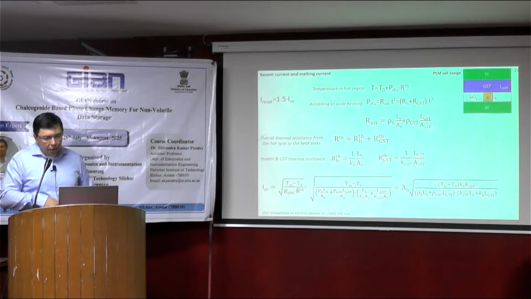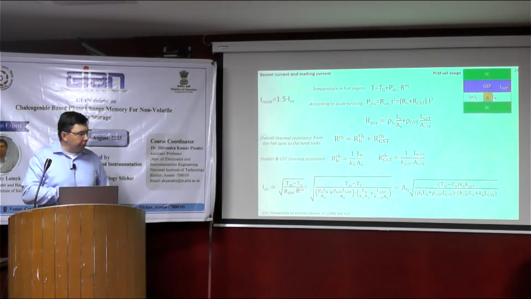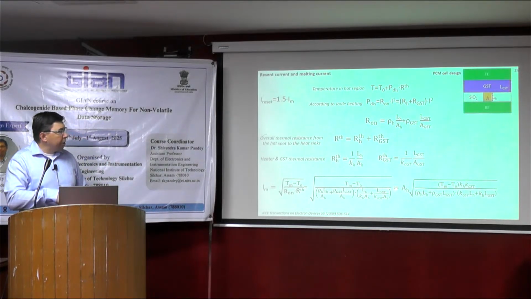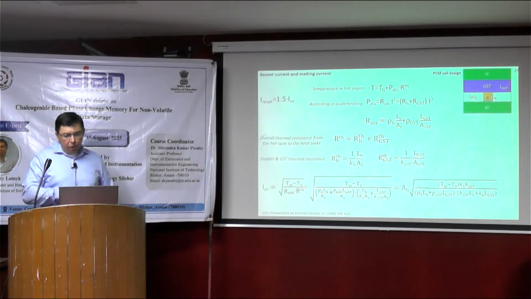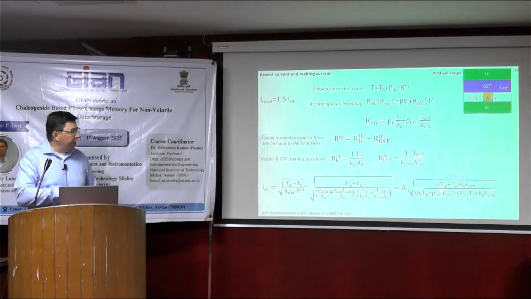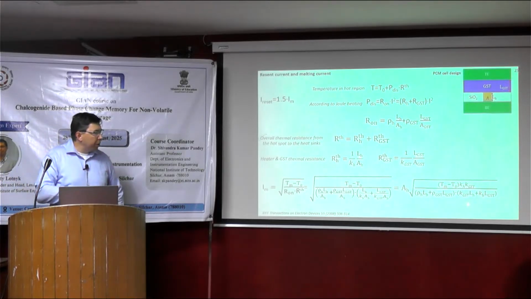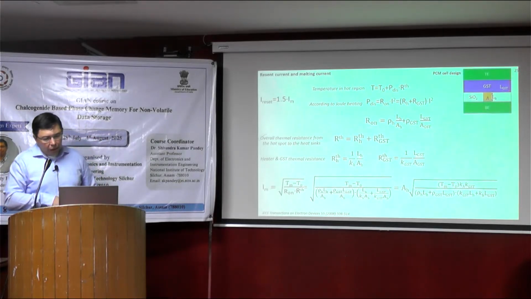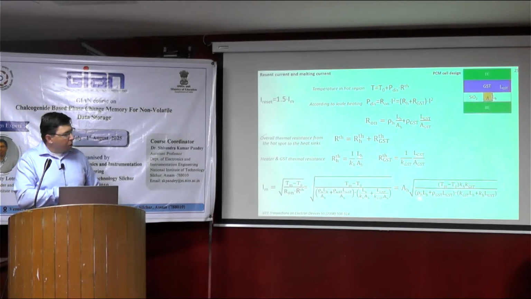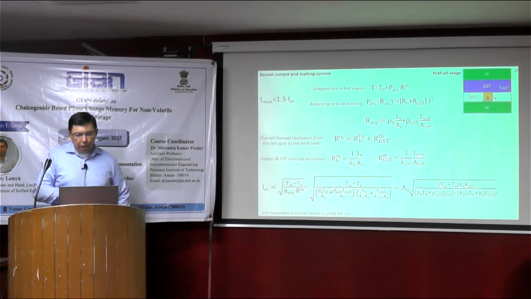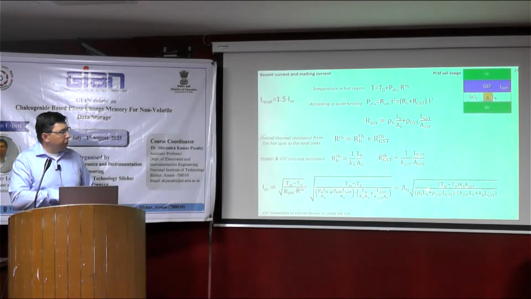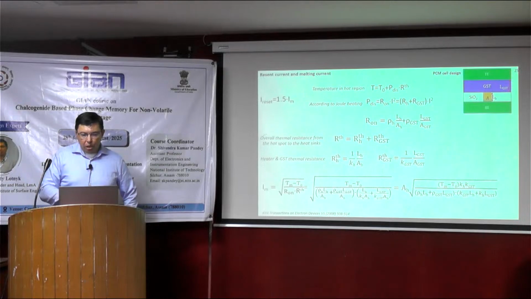And what we can see here, first, is that the melting current depends on the cross-sectional area of the heater, on the size of the heater. Also, it depends on the material properties of GST, like K, which is thermal conductivity, and also rho, which is the electrical resistivity, and also the length of both the heater and the GST layer.